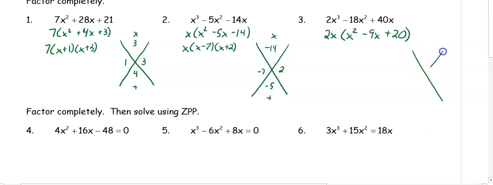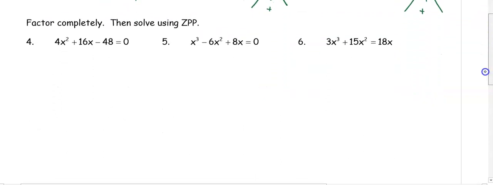So now we need to factor. So we need to figure out two numbers that multiply to 20 and add to negative 9. So they both need to be negative in this case. So it'd be negative 5 and negative 4. So we have 2x times x minus 5 times x minus 4.